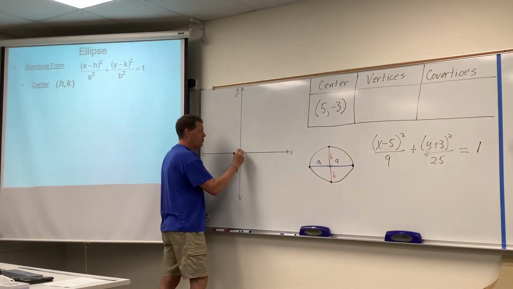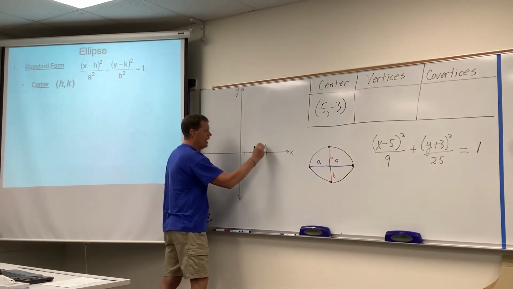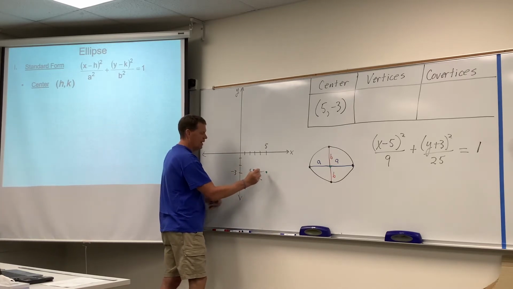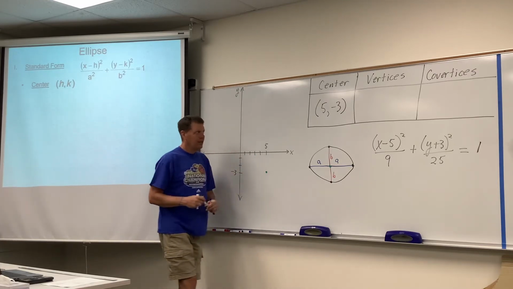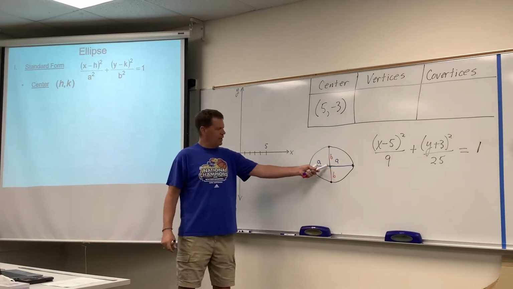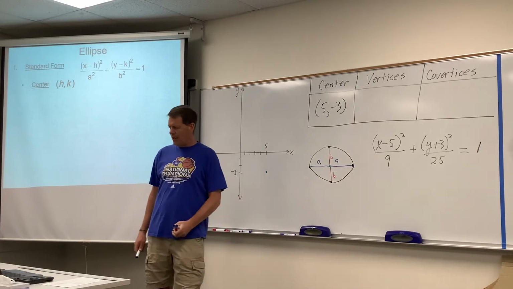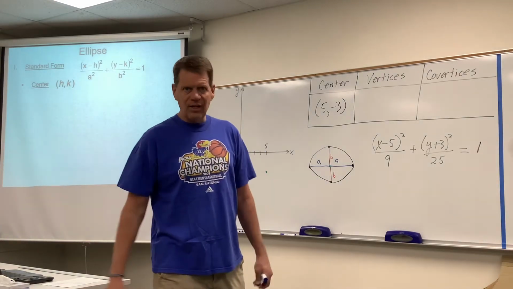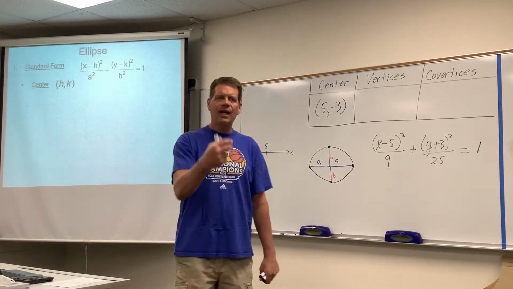So on the graph paper, 1, 2, 3, 4, 5. 1, 2, 3. There we go. There's our center, and everything will work outward from there. That's our general picture of an ellipse. Here's the specifics on this particular one. So how do you find the center of an ellipse? The same way you find the center of a circle. The h and the k.